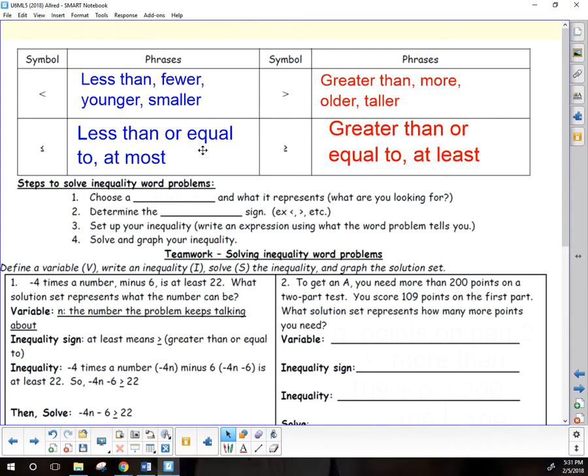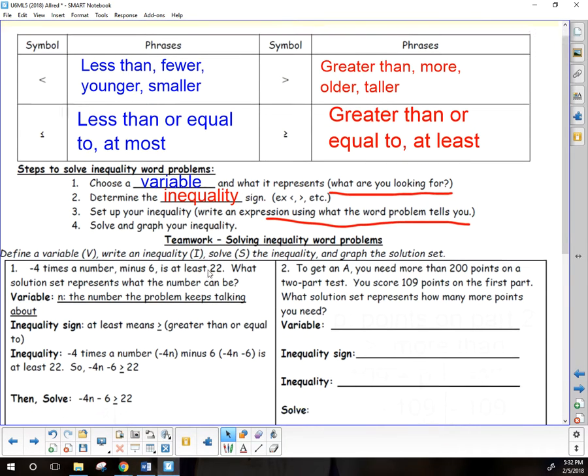Here's how you do it. Steps to solving inequality word problems. Choose a variable and what it represents. So what are you looking for? What's the question asking? Then determine what kind of inequality sign you need, whether it's greater than or less than, or greater than or equal to, or less than or equal to. And then set up your inequality, just like we did earlier in the unit when we did equation word problems. We're going to write an expression using what the word problem tells us, and then we're going to solve and graph it.